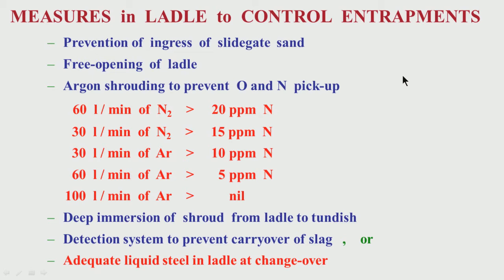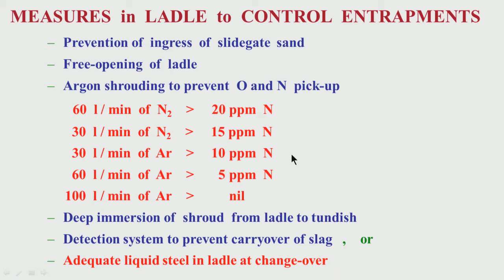So in that process what happens? The liquid steel gets oxidized. So that is not desirable. So it should open free, and for that only we are using the slide gate. The proper quality of sand is very important here for getting free opening. So when you are opening it free, then what happens? As I was telling you, we have to use argon shrouding.